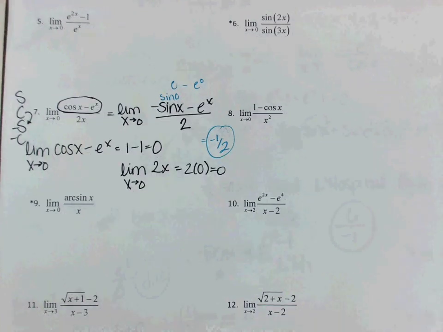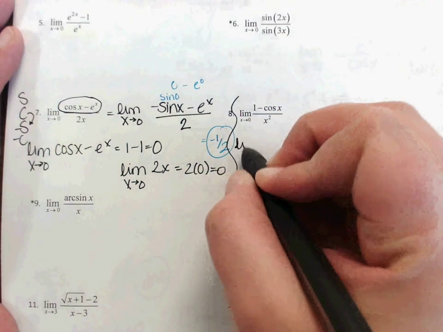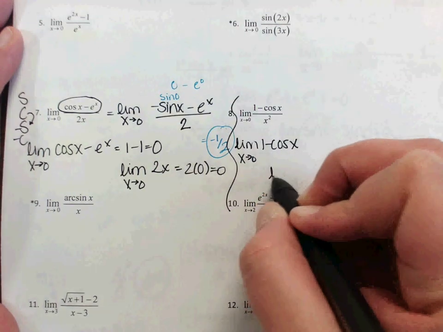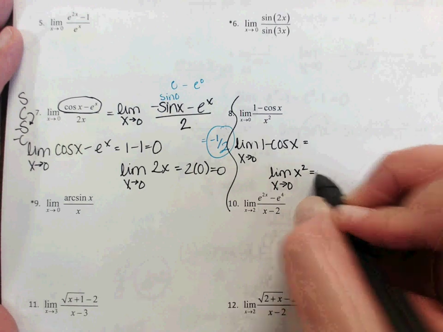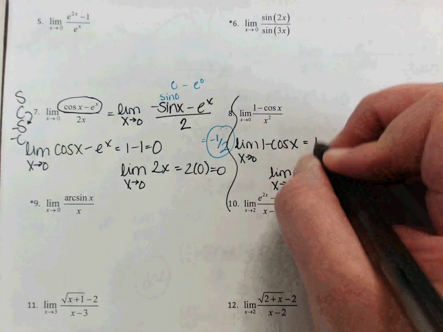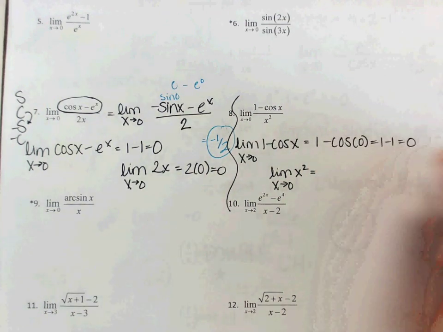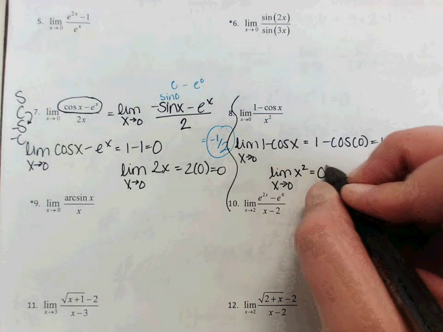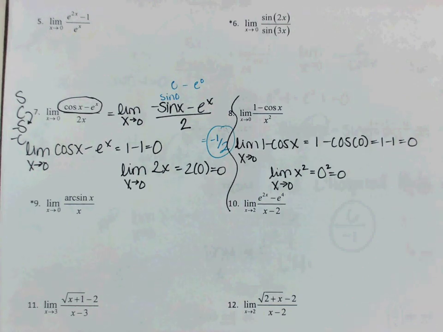First thing you should have checked is your individual limits. So I do the limit as x approaches 0 of 1 minus cosine x, then the limit as x approaches 0 of x squared. When I plug in 0 to cosine, what's the cosine of 0? 1. And 1 minus 1 is 0. Then I look on the bottom, 0 squared gives me 0. And when they both come out to be 0, that means I can do L'Hopital's rule.